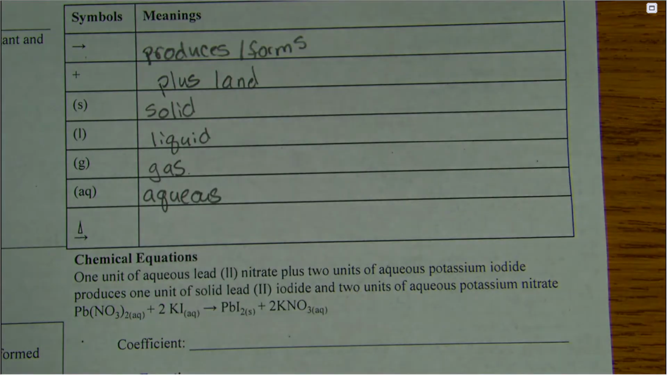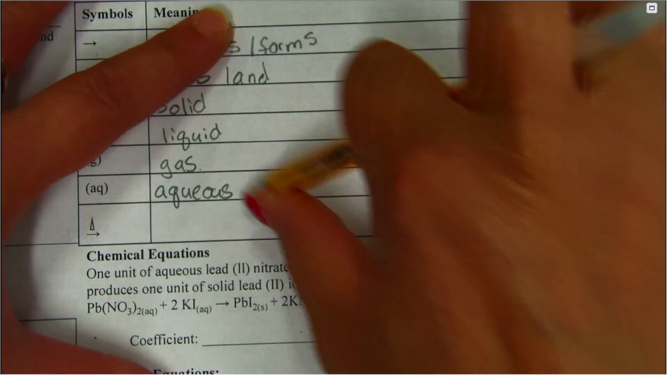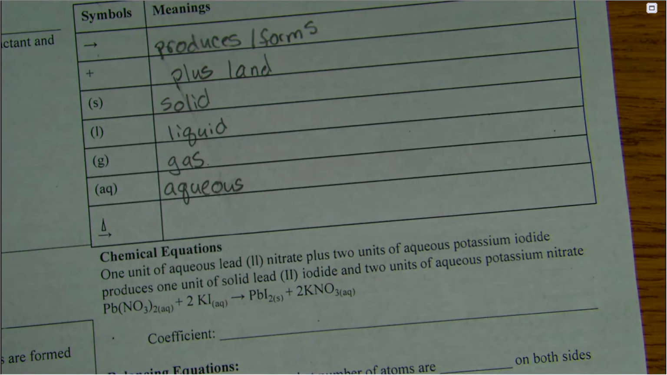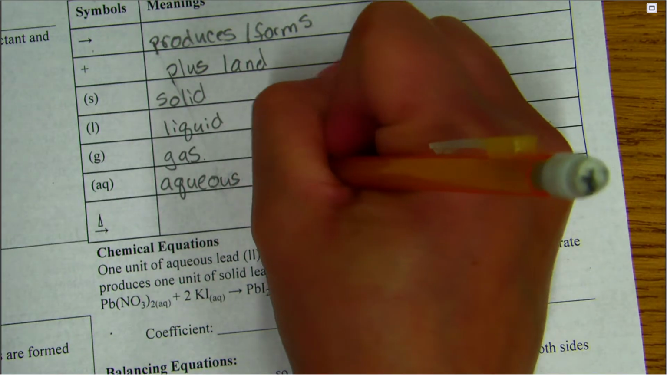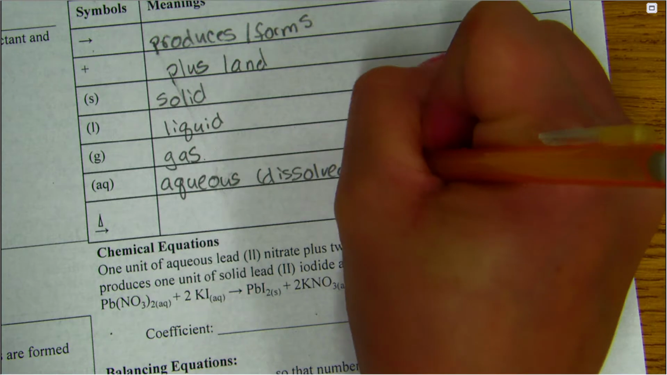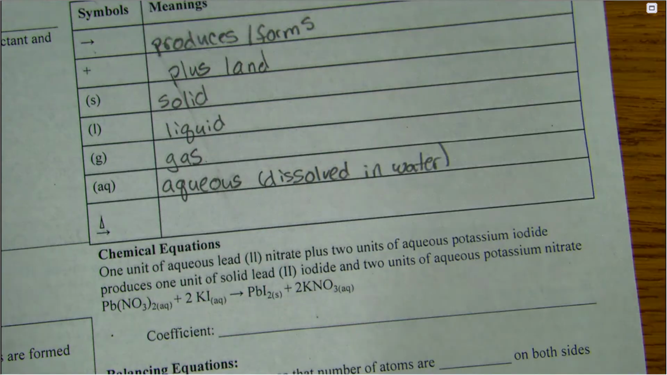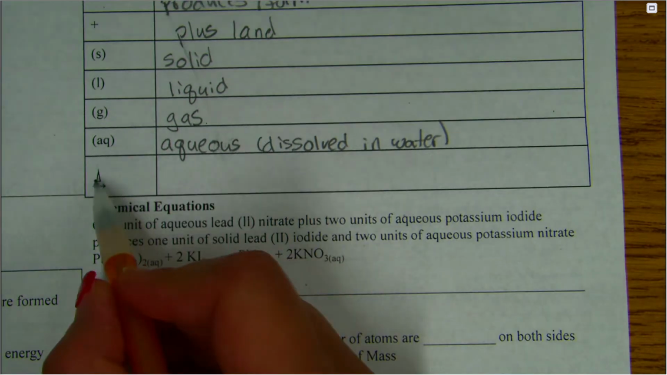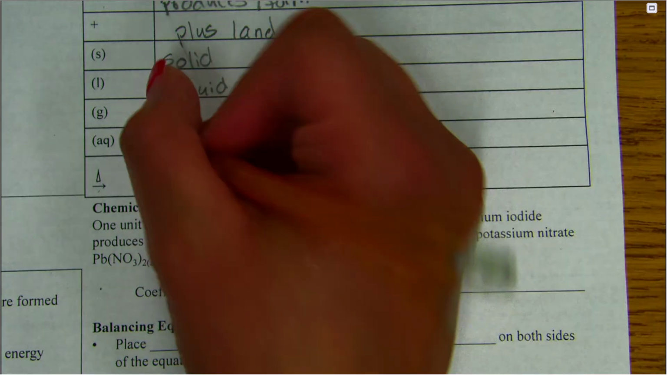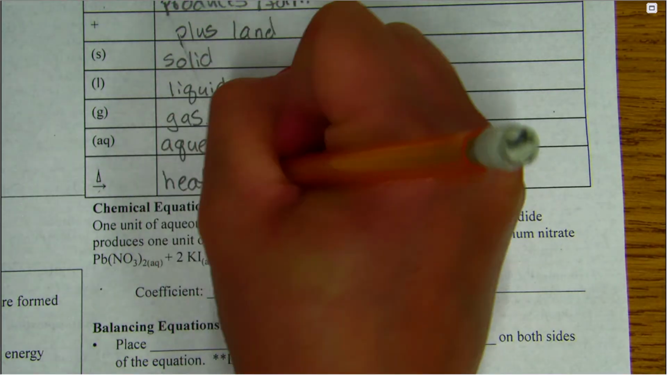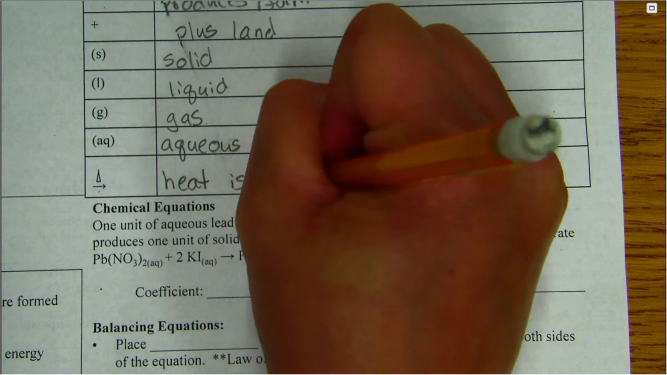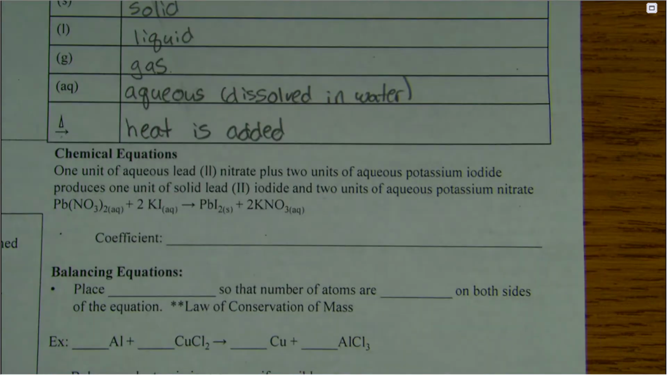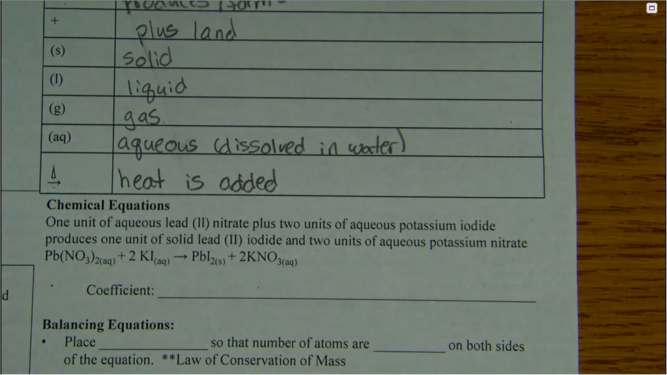And aqueous simply, and that's an O-U-S. Let me make that look a little neater. All right, and aqueous simply means a substance that has been dissolved in water. So when I dissolve something in water, I now have a solution that I call aqueous. A triangle over the line means heat has been added. So this is a reaction that does not work unless we apply heat to it. All right, and we're going to see these symbols throughout this unit.